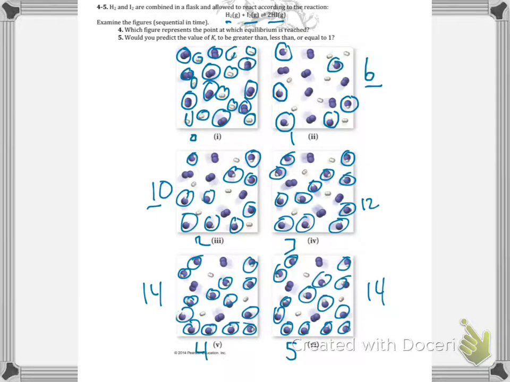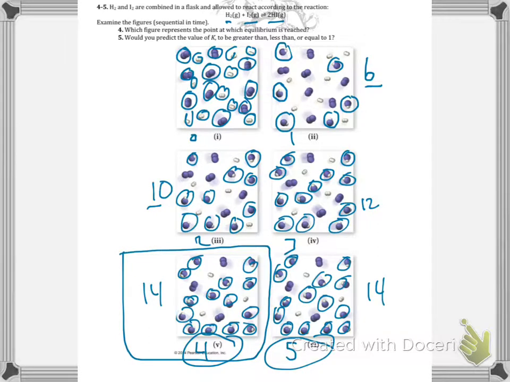All right, so I've counted them for you right there. If you take a look, when we go from time 4 to time 5, which is picture 5 and picture 6, you can see that the number of products is not changing. We have 14 in one, 14 in the other. This is the point right here in which equilibrium was achieved. Now there are still products turning into reactants, and there's still reactants turning into products. It's just the amounts are unchanging in that moment.